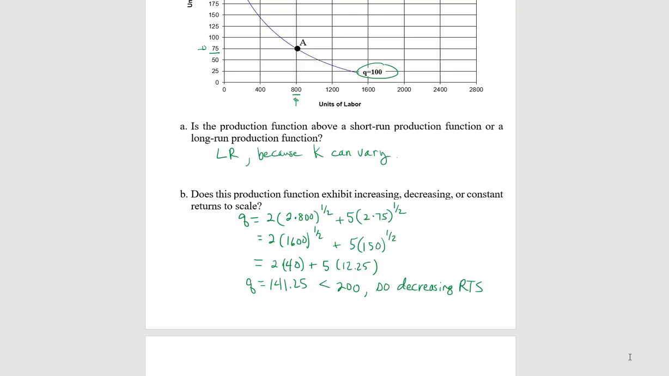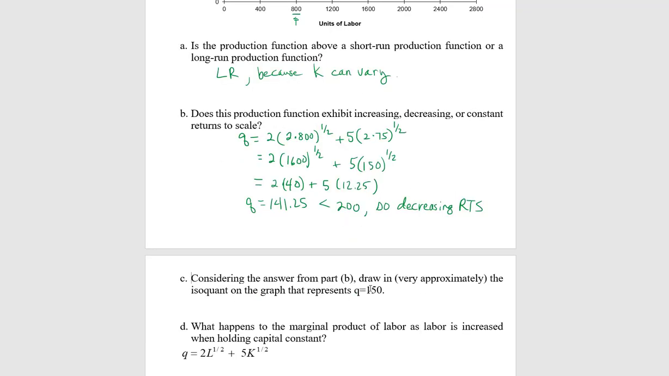So that was a simple way to do the math and just get to an answer. If we didn't have that point, we could have calculated a point like point A and then calculated another point just like we did and do that same sort of measure. The next question says, considering the answer from part B, draw in a very approximate isoquant that represents 150 units of output. This one takes a little bit of thinking here, but let's look at this.